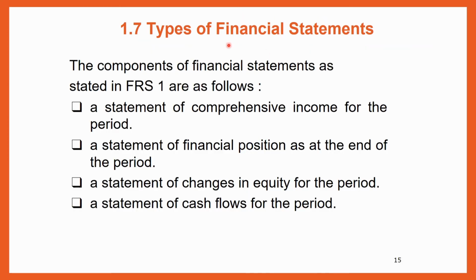Types of financial statement. There are 4 types of financial statement. Number 1, a statement of comprehensive income for the period. Number 2, a statement of financial position as at the end of the period. Number 3, a statement of changes in equity for the period. And the last one, a statement of cash flows for the period. So there are 4 types of financial statement.